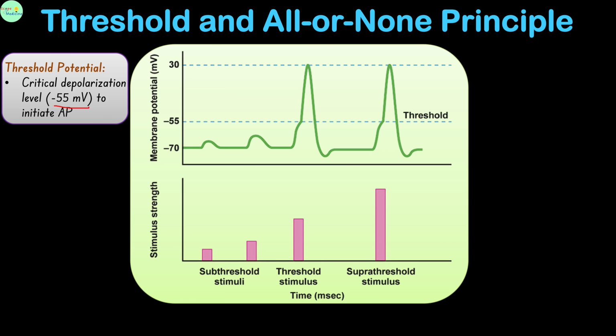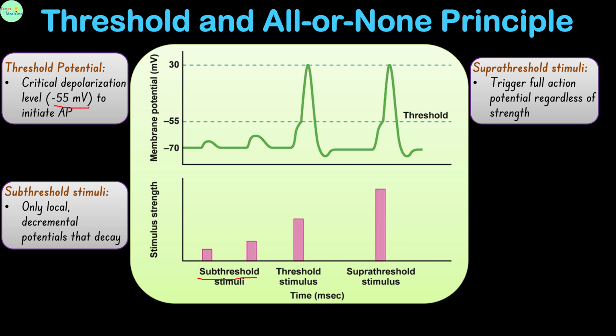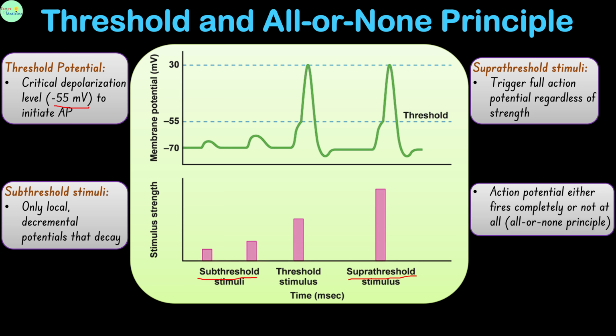Threshold potential is the critical level of depolarization, approximately negative 55 millivolts, required to initiate an action potential. Sub-threshold stimuli produce only local, decremental potentials that decay with distance from the stimulus site. Suprathreshold stimuli trigger a full action potential regardless of stimulus strength. This is the all-or-none principle. The action potential either fires completely or not at all.